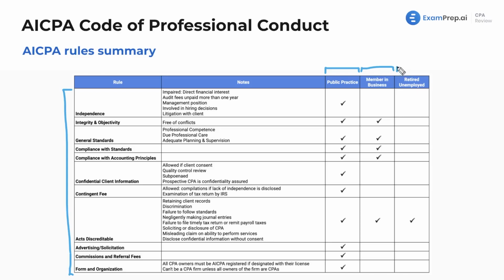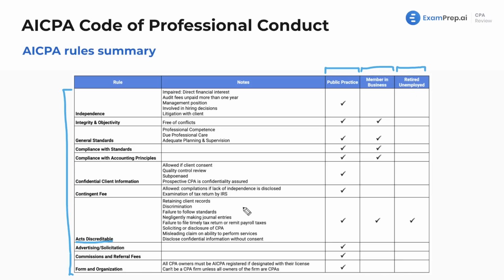And then we have a third group of people. These are retired or unemployed CPAs. So those who are not currently doing any accounting work, but these are people that do have to follow some rules. I'll actually start with them just because they only have one rule they have to follow. And that is the acts discreditable rule. Now, really what it's saying is, you're either not working because you're retired or unemployed, but it doesn't matter.